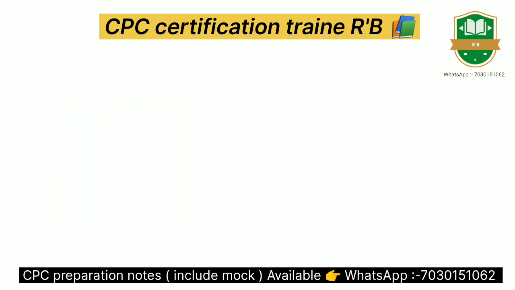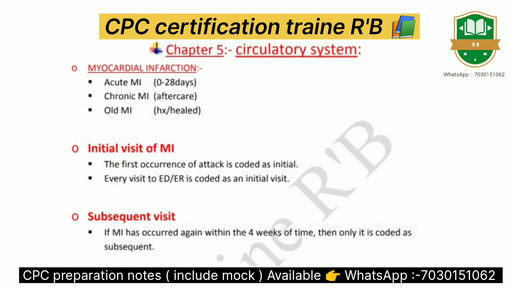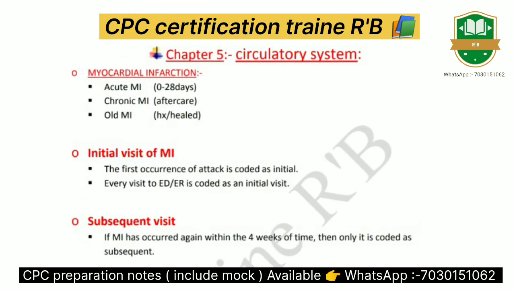Okay. Then chapter 5th, circulatory system. In first point, myocardial infarction. In 0 to 28 days, it means 4 weeks. In 4 weeks, if a patient comes, then that is a new patient. Or after 4 weeks, if a patient comes, that is an old patient, after 28 days. Up to acute MI 0 to 28 days; chronic MI, aftercare, old MI, history, healed.